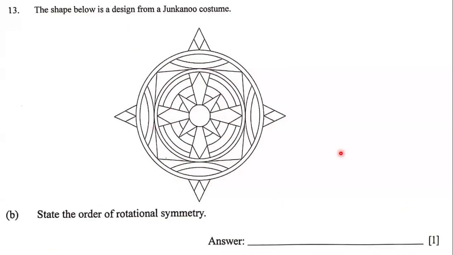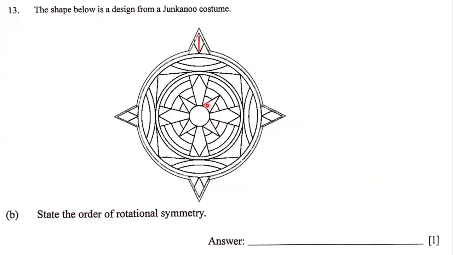Next, it says that we want to state the order of rotational symmetry. So what is the order of rotational symmetry? Let's figure that out. What we're going to do is take the same image and put it on top of itself, and put a marker here. We're trying to figure out how many times this shape is able to match onto itself. That's basically what the order of rotational symmetry is asking us. Let's determine that.